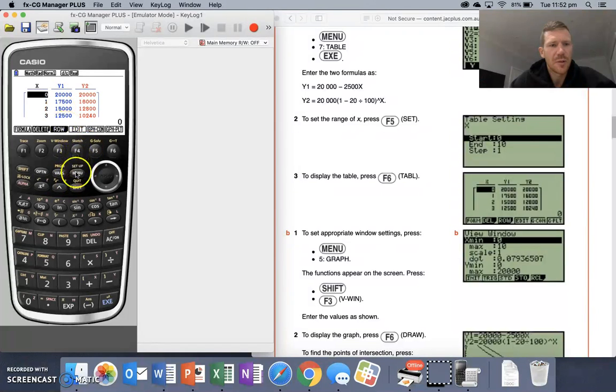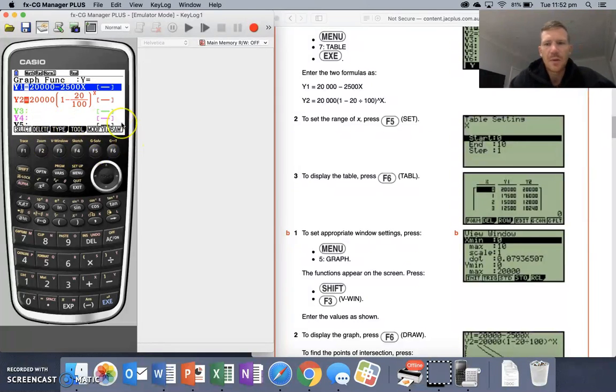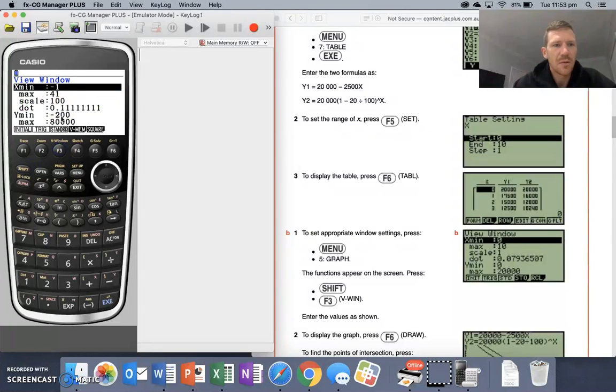From here, we want to go out into the graphing section. And from here, we want to go into V-Window. The way we do that is you press Shift, V-Window, and we set X min. You can see down here the values that are set. Basically you want 0, 10, y minimum 0, scale 1, and 20,000 was our highest. Check that the values haven't changed up here.